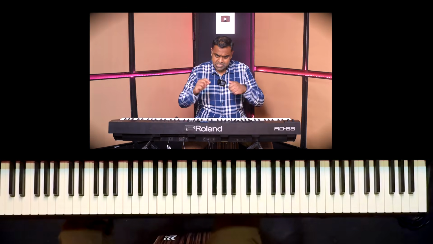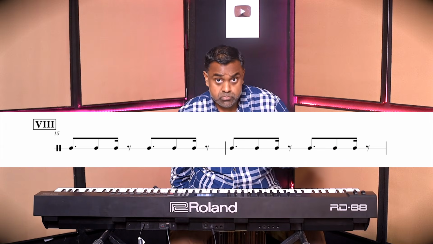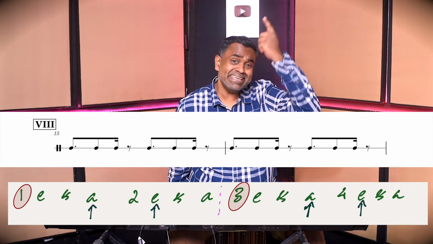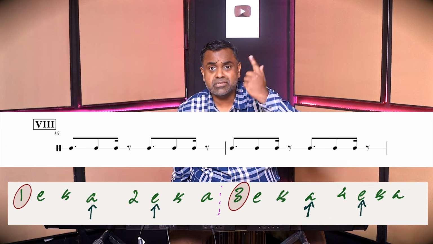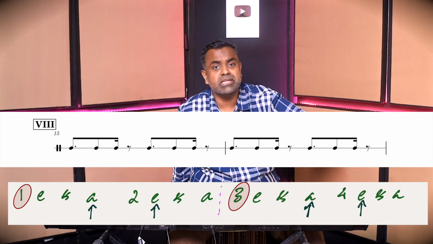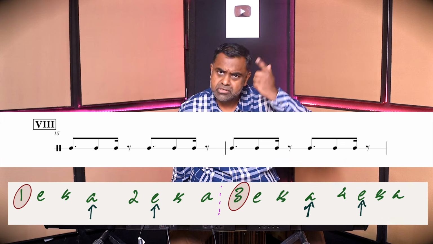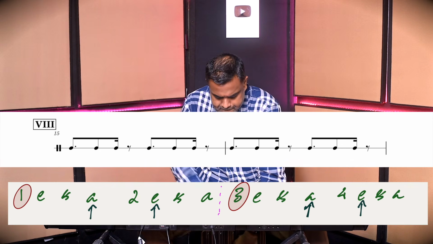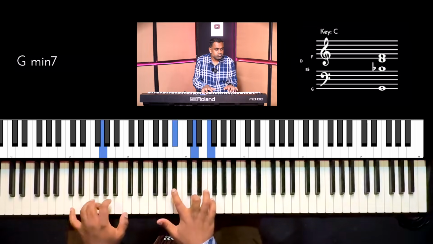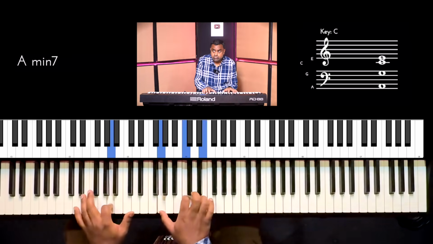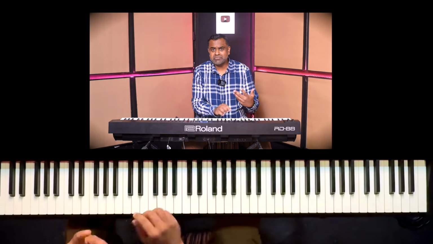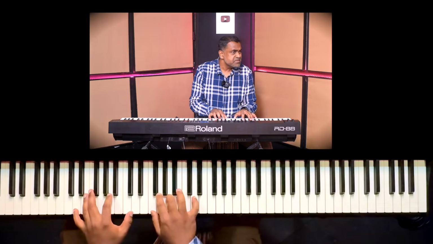Okay, next rhythm. Let's do it on the drums first. 1 E and a 2 E, 1 E and a 2 E, 1 E and a 2 E and a 3, 1 E and a 2 E, 3 E, 1 E and a 2 E, and you carbon copy it. So it's a bit more on the funkier side, you could say.